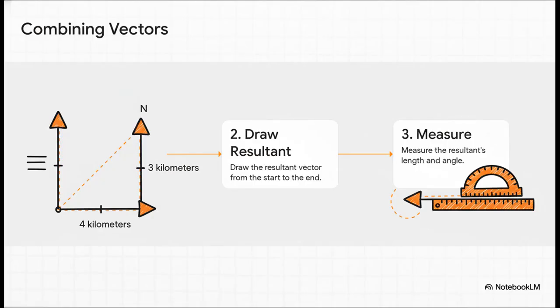Now, because vectors have direction, you can't just add them up like regular numbers. If you walk 4 kilometers east and then turn and walk 3 kilometers north, you've walked a distance of 7 kilometers. But that's not where you are relative to your start. To find your final position, your displacement, you draw the vectors head to tail, like this. Then you draw a new vector, we call it the resultant, from the very beginning to the very end. The length of that new arrow is your final distance from the start, and its angle tells you the direction.